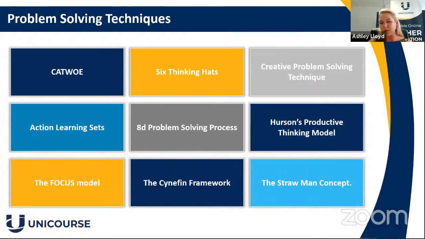So the 8D problem solving process is good in production, and the motor industry used this quite a lot. Next, we have Harrison's productive thinking model, developed by Tim Hurson. It is a framework, it's not a technique. So basically it uses other techniques such as brainstorming, lateral thinking, which looks at different ways of addressing challenges, different perspectives basically, and it applies them in different stages.